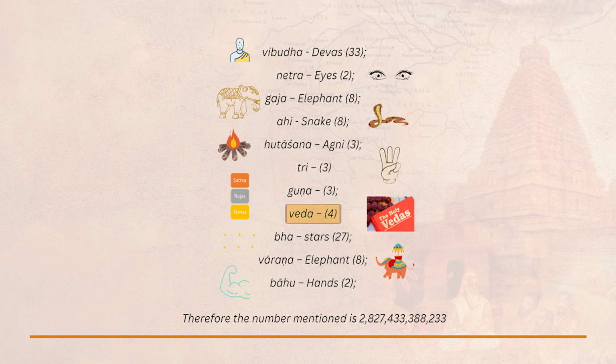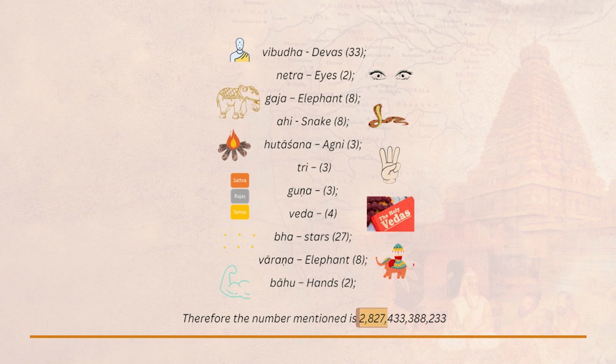Then Veda, 4 Vedas, so the number 4. Bha means stars and there are 27 stars. And Varana is again elephant, the synonym for Gaja which you saw already. So that all means 8. And Bhagavaha, Bahu, it is in plural, it is called Bhagavaha because the shloka is ending there. Bahu is hands, so we have 2 hands. So we will now work from right to left. So the numbers are 2 followed by 8.